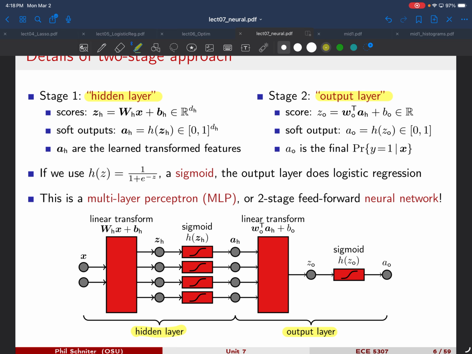The main equations then: X gets processed to those scores Z_H. The scores get processed by a nonlinear function, in this case a sigmoid. And by the way, just to point out the notation here, this is a vector. We usually think of the sigmoid as a scalar input, scalar output function, but here we mean that it is applied independently to each element of this vector to give this here. So you could say this is a separable function applying identically to each of the components of the input.